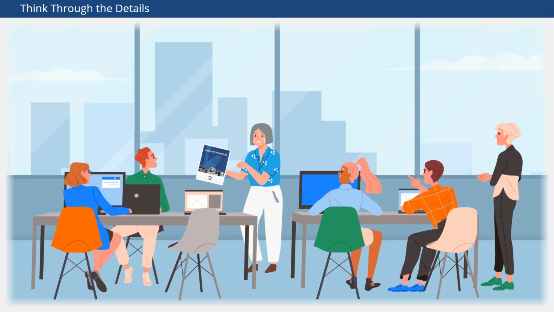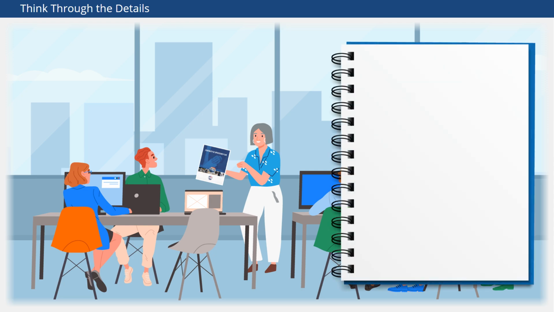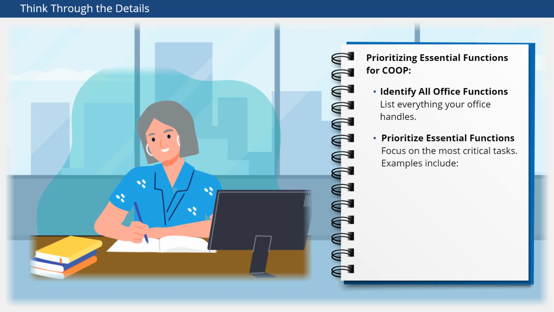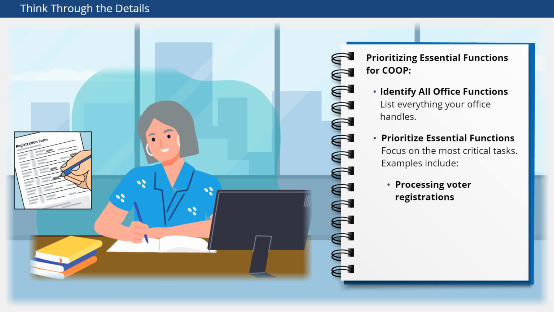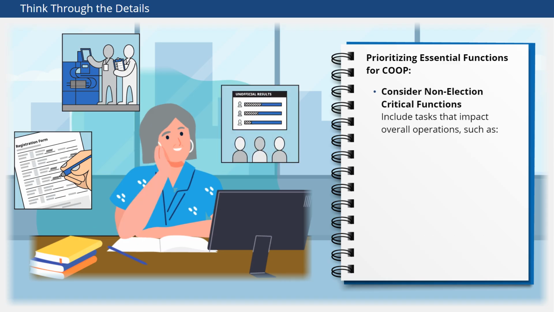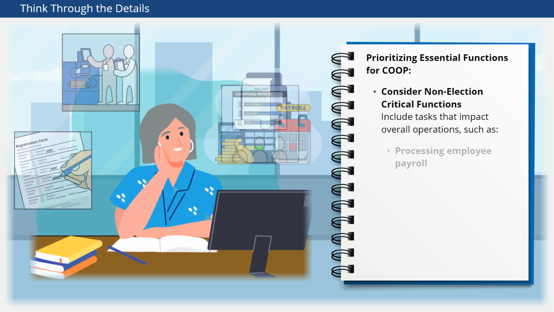After you've worked through the first broad steps to develop your COOP, it's time to focus on the details of your plan. This is the most important part of the process. Start by thinking through all of the work your office does and write down and prioritize the essential functions. For example, processing voter registrations, operating voting locations and equipment, and reporting unofficial election results. Keep in mind there are also essential functions your office performs that aren't directly focused on election administration, but still have a major impact on your operations. For example, processing employee payroll.